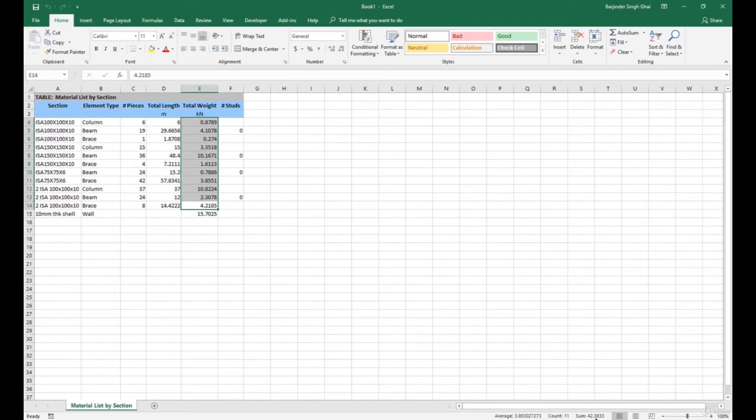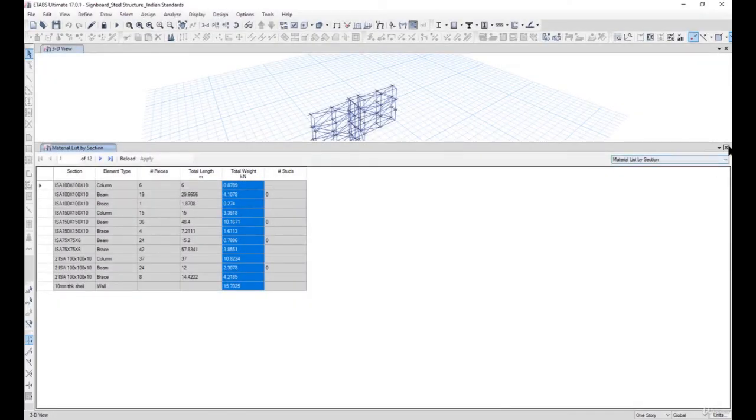The total weight is approximately 42 kilonewton, that is 4.2 metric ton. And we can easily prepare the bill of material by copying all this data and providing the client with all these quantities.